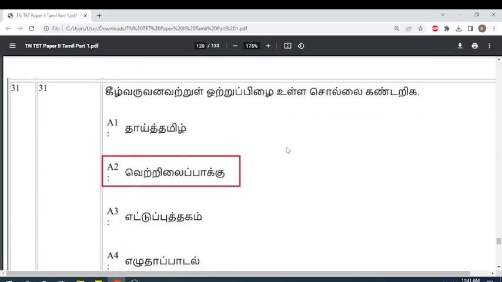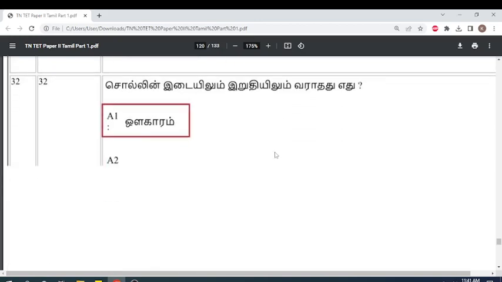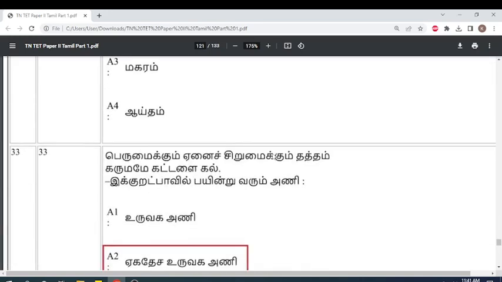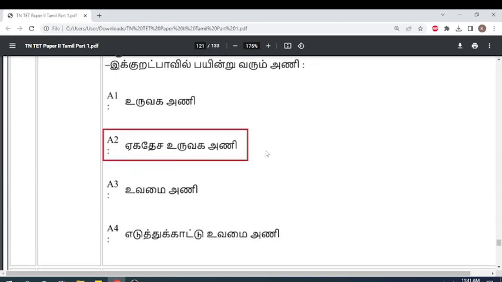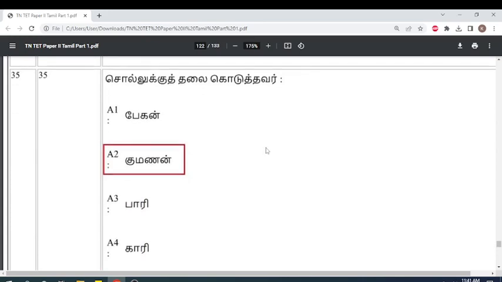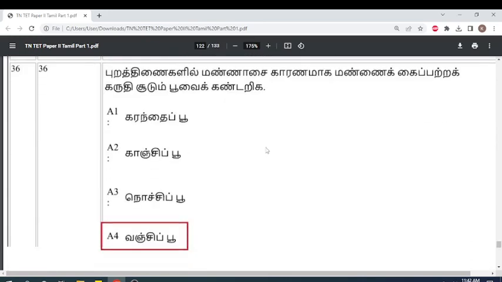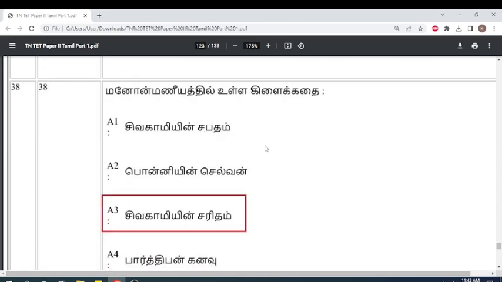31 question or answer A2. 32 question or answer A1. 33 question or answer A2. 34 question or answer A1. 35 question or answer A2. 36 question or answer A4. 37 question or answer A3. 38 question or answer A3.